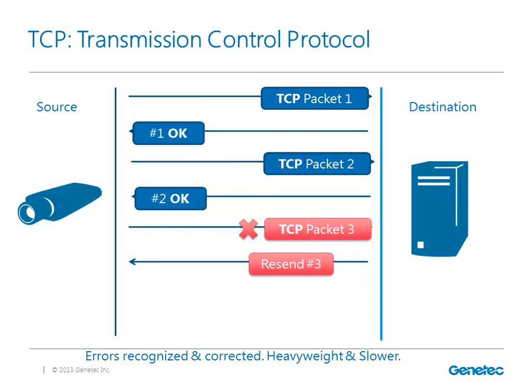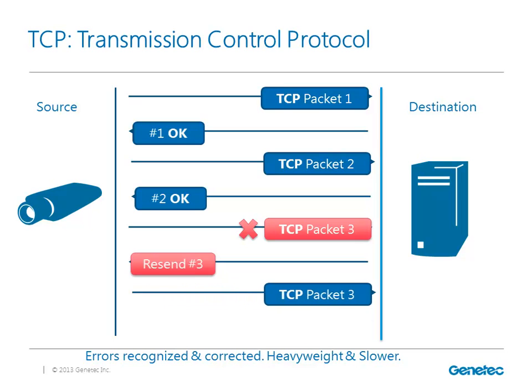In this animation, we can see that TCP packet 3 was lost on the network. It is therefore resent such that all of the packets were ultimately received by the destination. Errors are recognized and corrected. However, TCP is heavyweight and slower on a network.